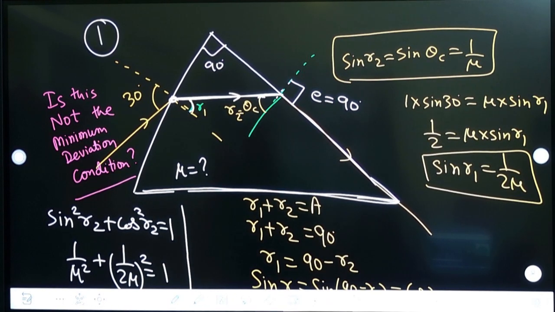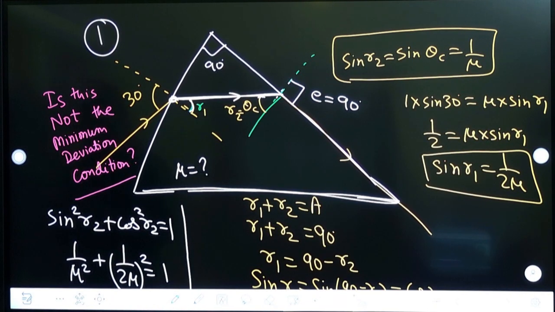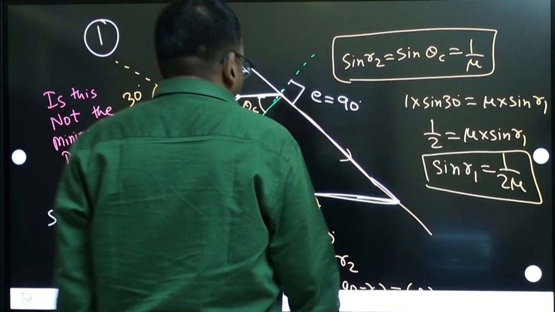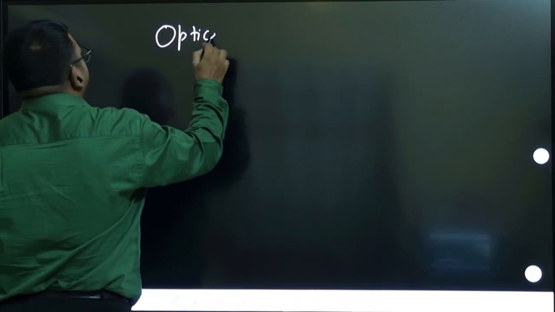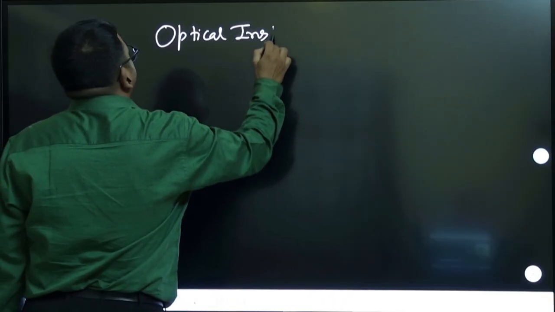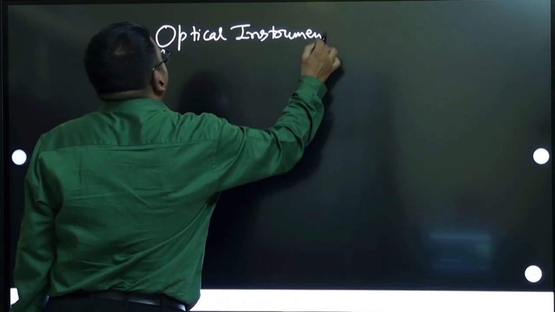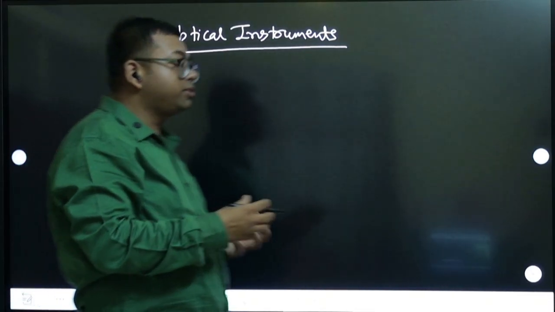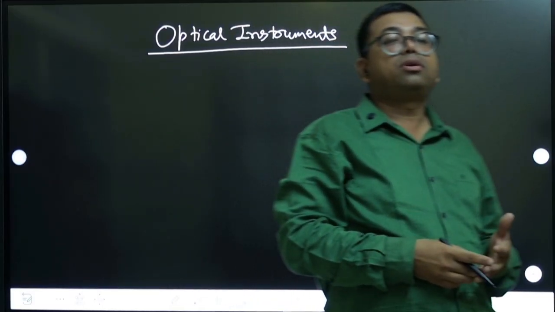Okay. Then anything else? Any other doubts you have? Okay. So let us cover some topic today. Let us start this optical instruments. Optical instruments. So what is an optical instrument? Any instrument which is used to visualize things, objects.